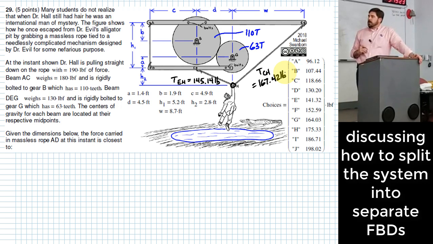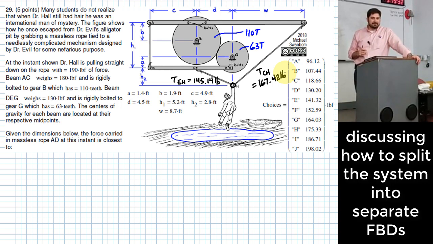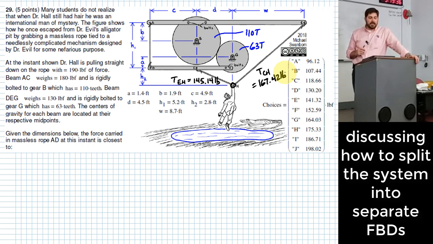Let's keep our eyes on the prize. We need to find the force carried in massless rope AD. How do we get there? Probably the answer is a free body diagram, right? What free body diagram or diagrams should we draw next?